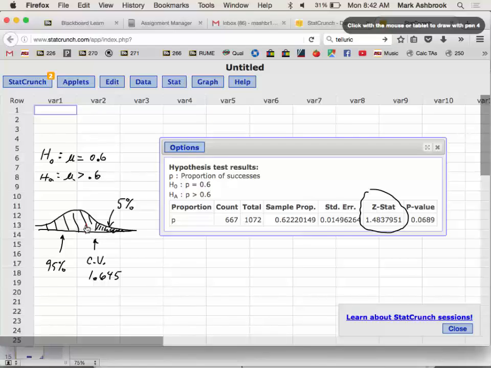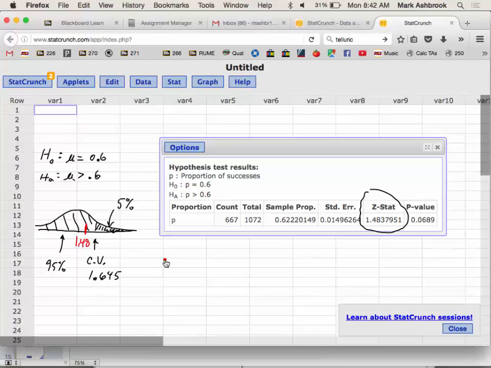So, reject or don't reject? Do not reject. 1.48 is here. We're in the non-rejection region. Do not reject. Meaning that what? What's the conclusion? There is evidence or there's not enough evidence? Not enough evidence to conclude that more than 60% of people like chocolate ice cream. It could very well be 60%. That's our conclusion. It very possibly is 60%.